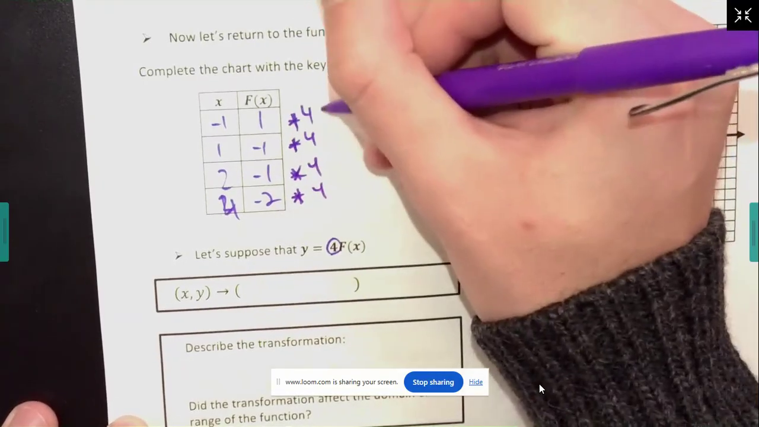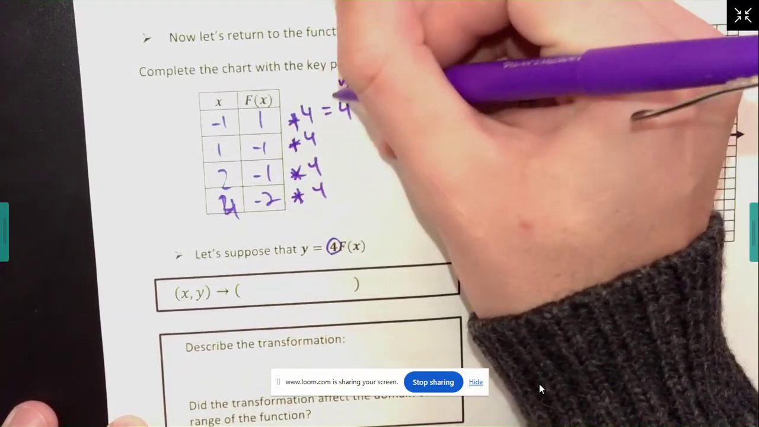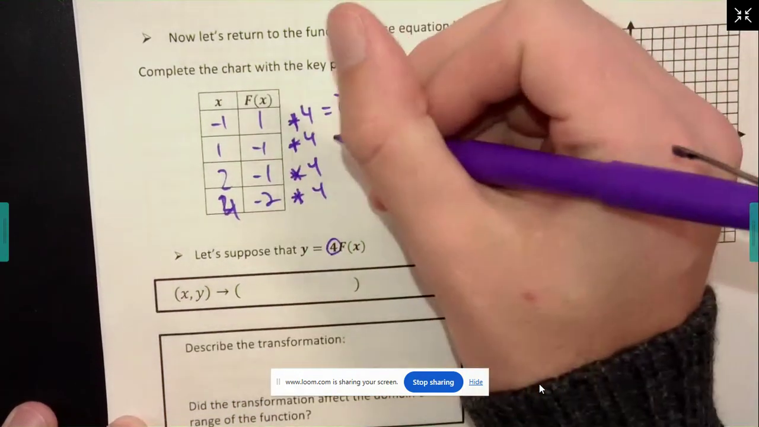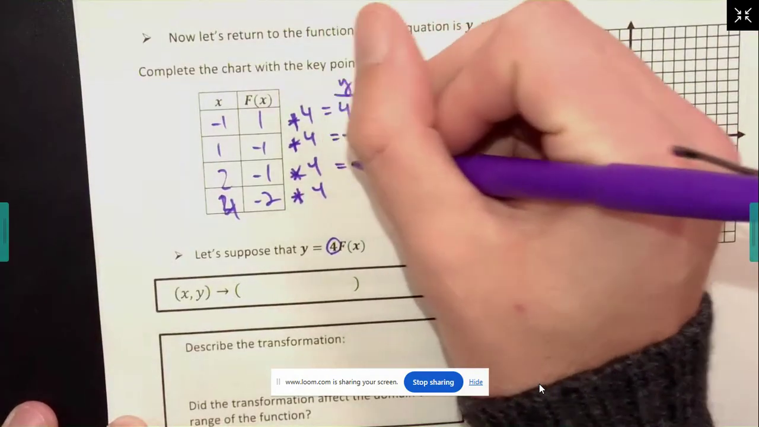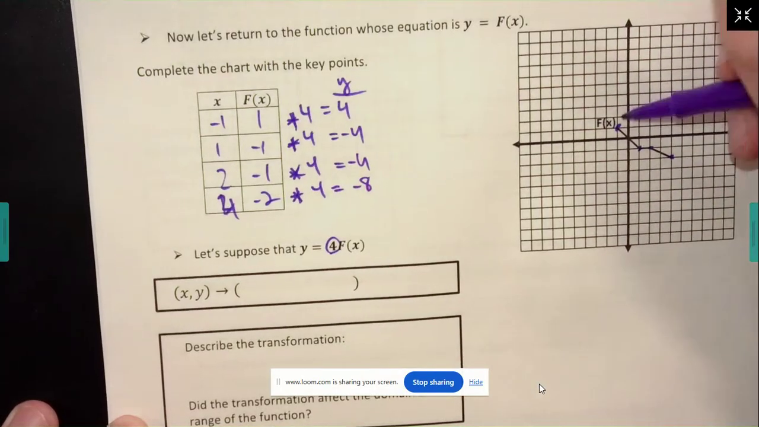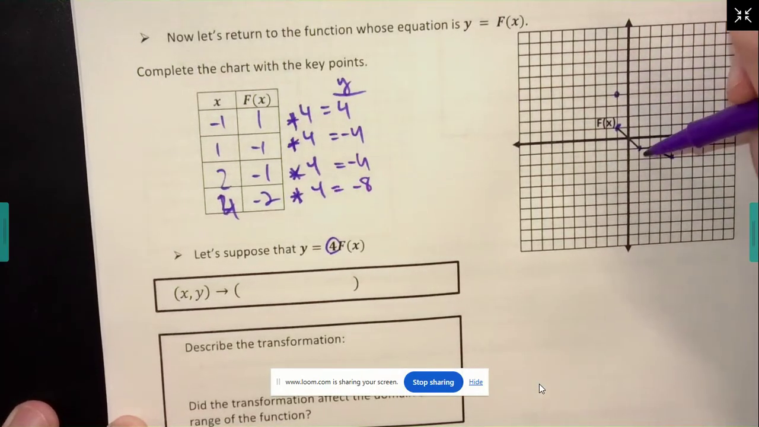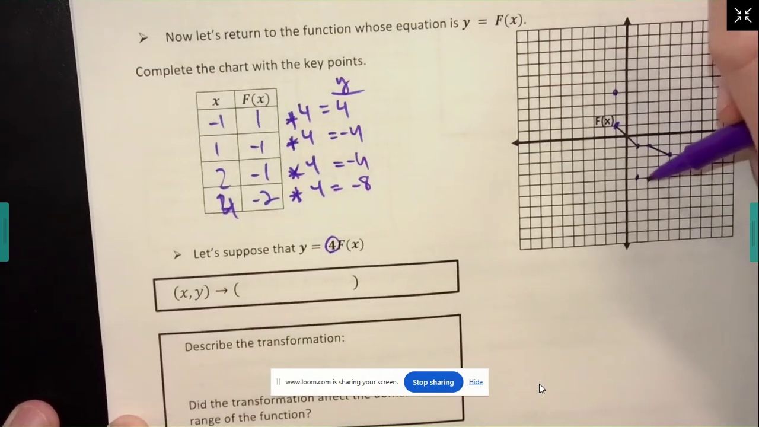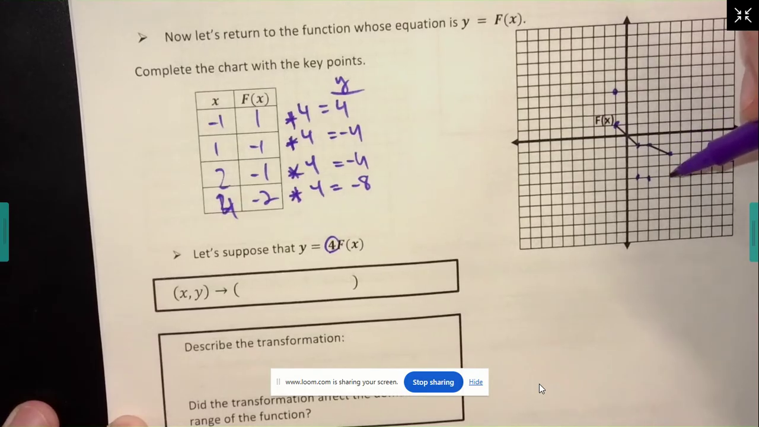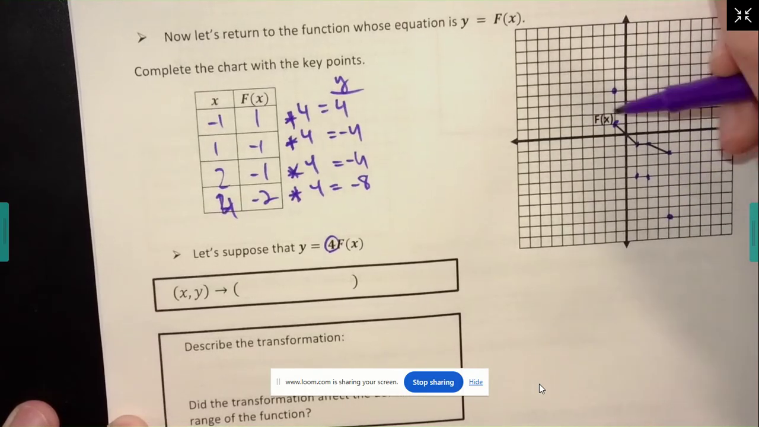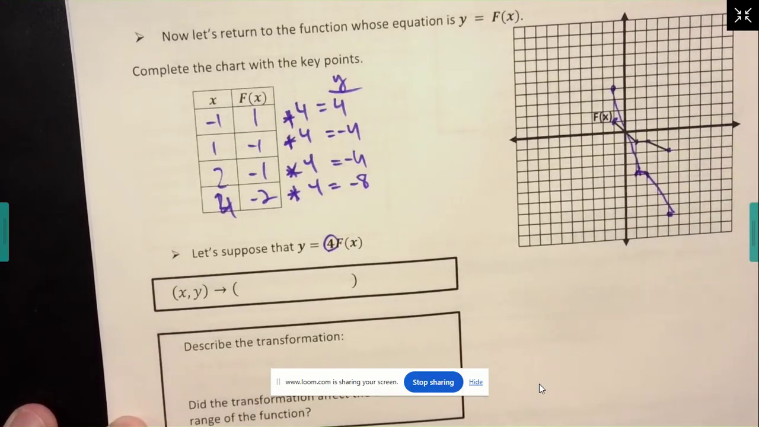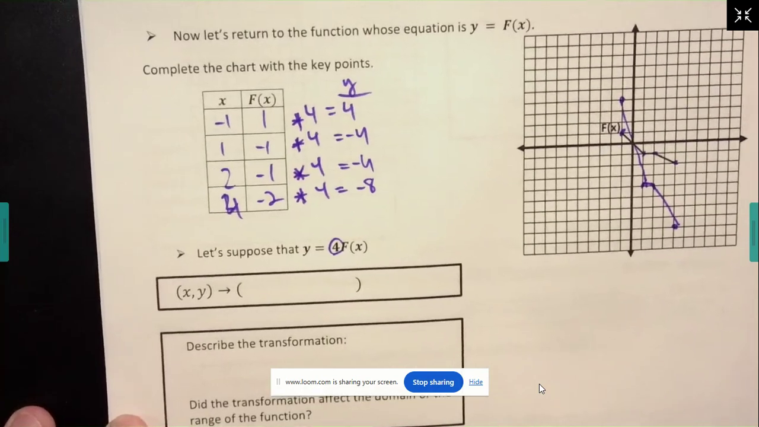I get 4 as my new y, so these are going to be my y's, right? Y equals 4 times this f of x. I get -4, -4, -8. Okay, so let me graph these. I got my new graph. Okay, so what happened looking at this graph? Well, I stretched it, right?